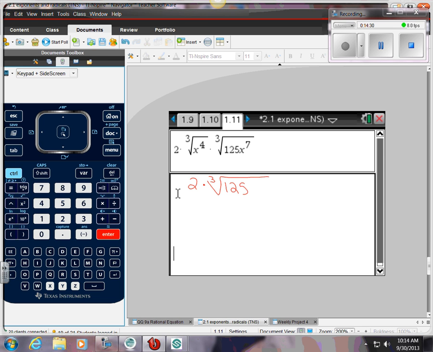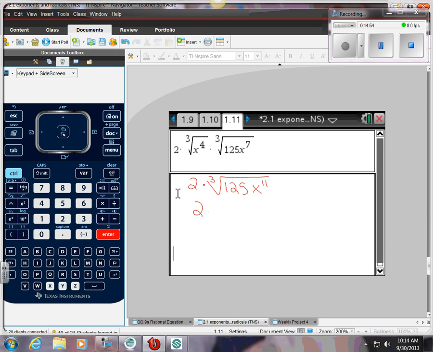Okay, 125, x to the what? Seven plus 4. Good Lord. 11. Okay, we're just multiplying the radicands. Okay. All right, what's cube root of 125?